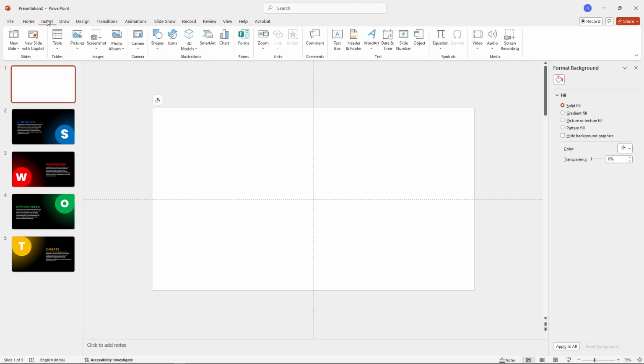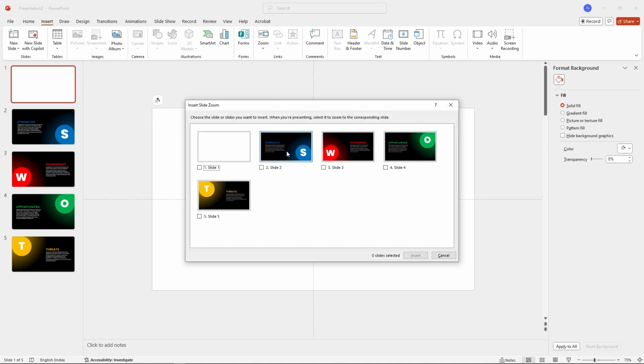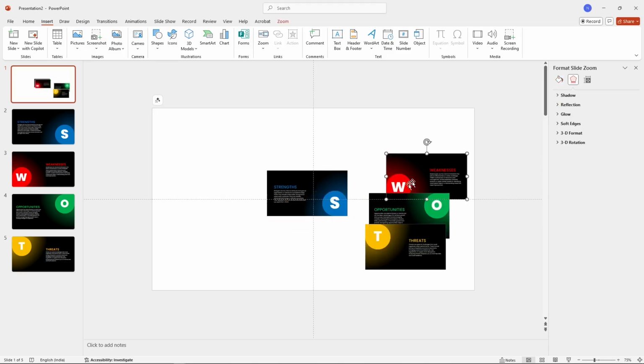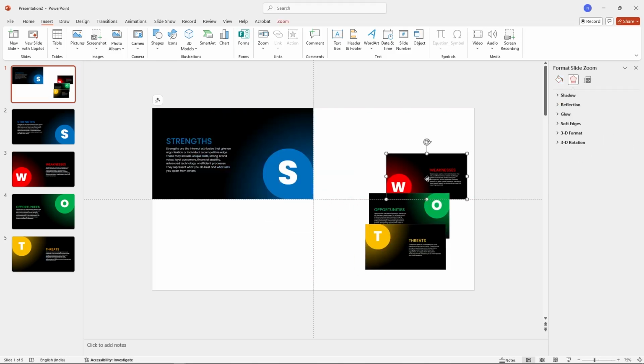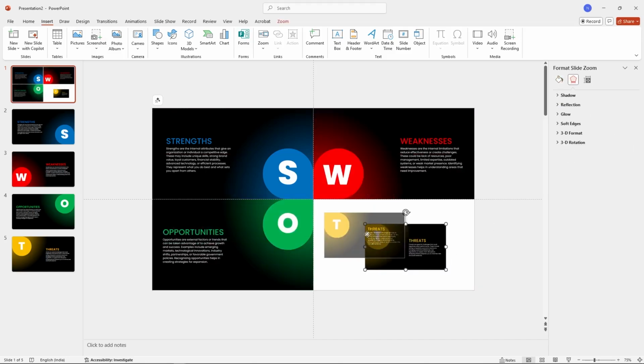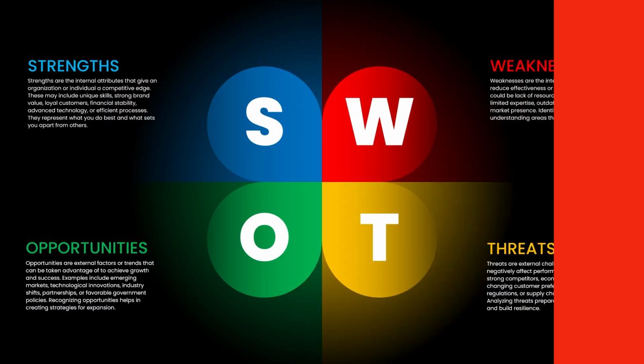Now, go to Insert, Zoom, and click on Slide Zoom and select the 4 slides you just created. These slides will appear as mini slides, and now all you need to do is move them onto the first slide exactly as shown. Once this is done, this is what your SWOT analysis slide will look like.